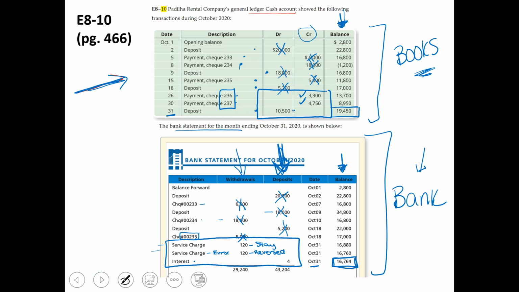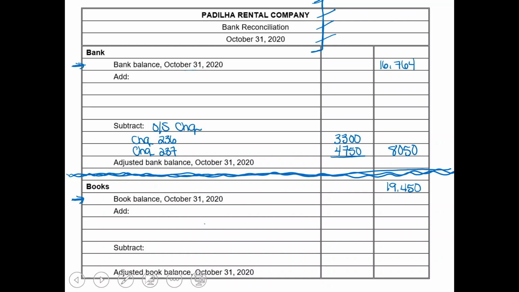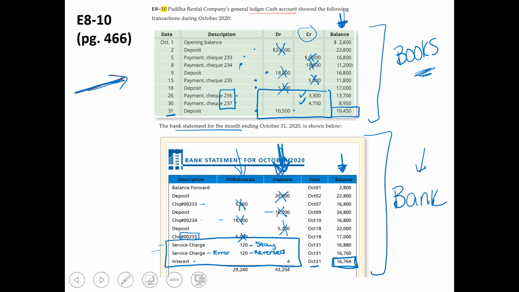Now we have this deposit. So $10,500 in the books but not the bank. That is a deposit in transit, and we need to add that into our bank rec because it's eventually going to go into the bank. So it goes on the bank side and it's added. So we have our deposit in transit, and it was for $10,500. So we see that there. We've done it, so we can give it a check mark as well.